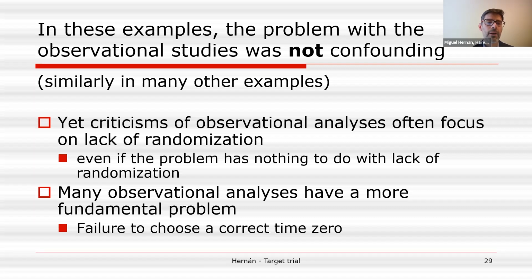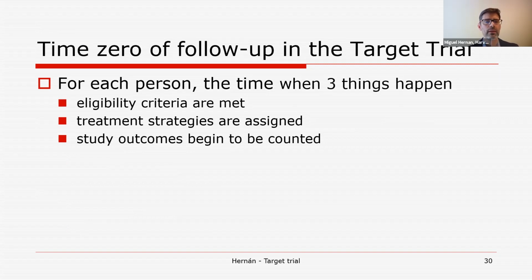They have much more fundamental problems, which in the last two examples that I showed you is essentially a failure to choose time zero and to handle time zero in the right way, right? If you think about what time zero is in a randomized trial, it is the time for each person when the person meets the eligibility criteria, when a treatment strategy is assigned to that person, and when we start to count if there is an outcome.